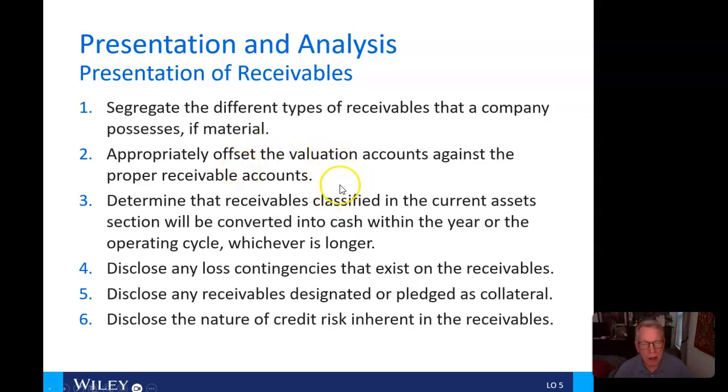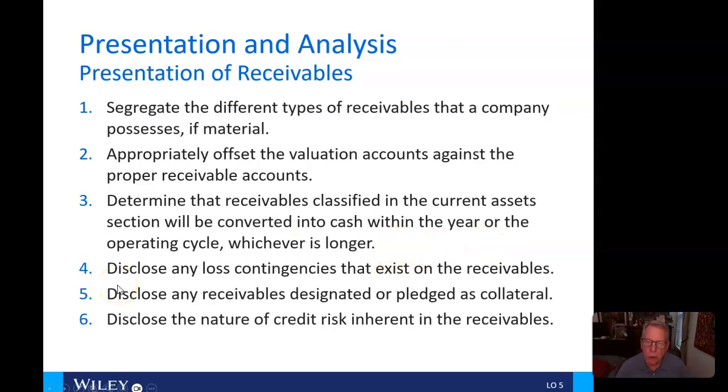Appropriately offset the valuation accounts against the proper receivable accounts. Number 3, we'll determine that the receivables classified in the current assets section will be converted into cash within the year or operating cycle, whichever is longer.